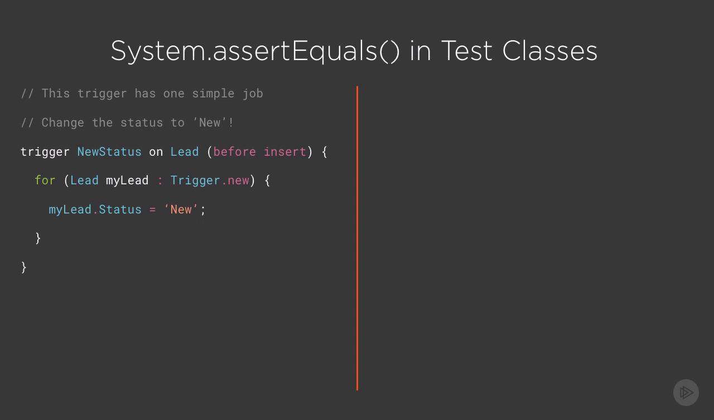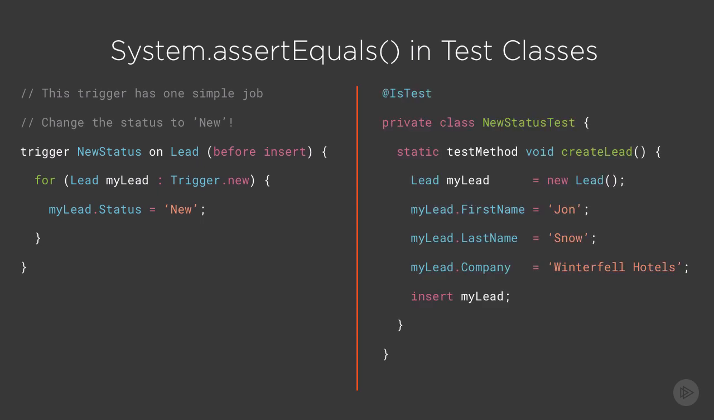for our company's success. She tells you to personally see to it that this happens and says that even if the world is about to end, she wants to see every created lead in the new status. All right, whatever. On the right, we have a test class that we might write to get 100% code coverage on this trigger.